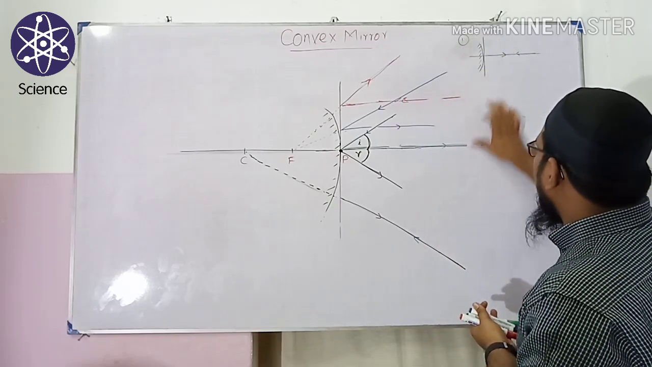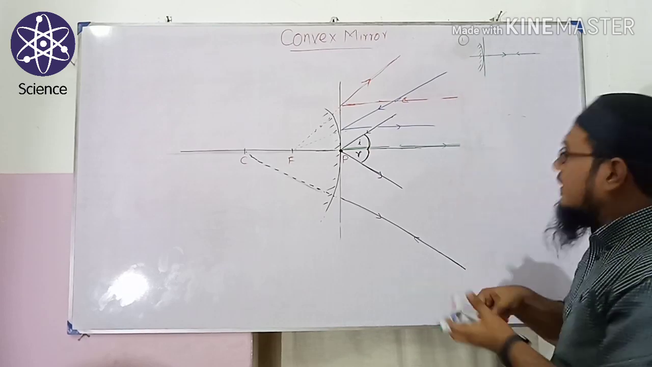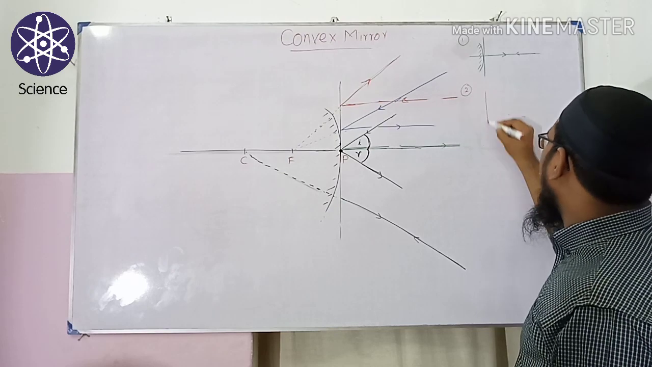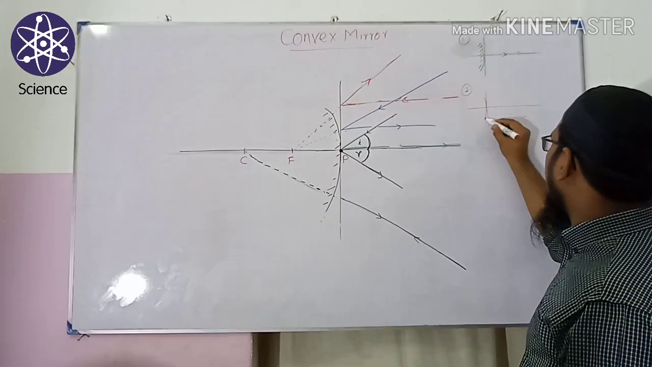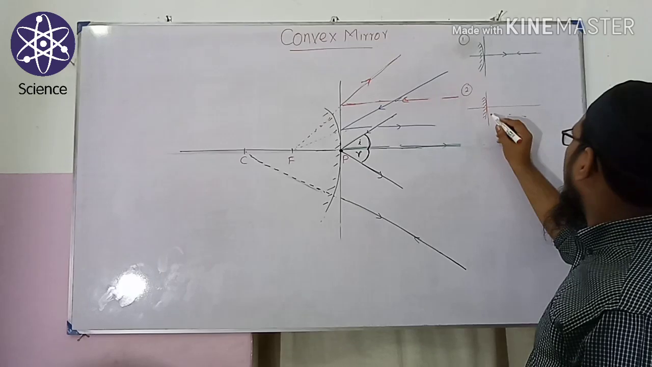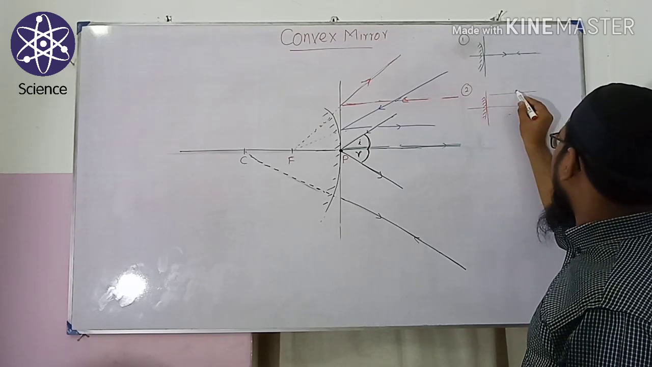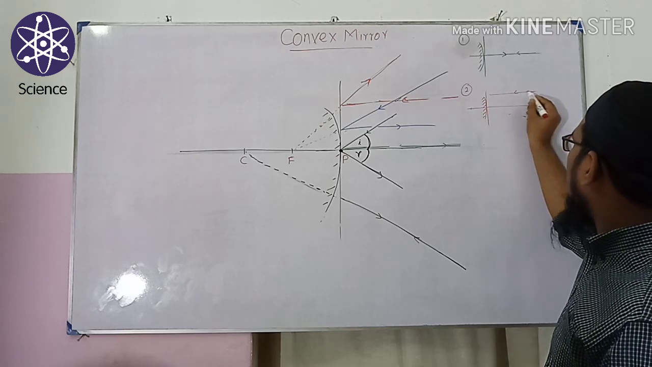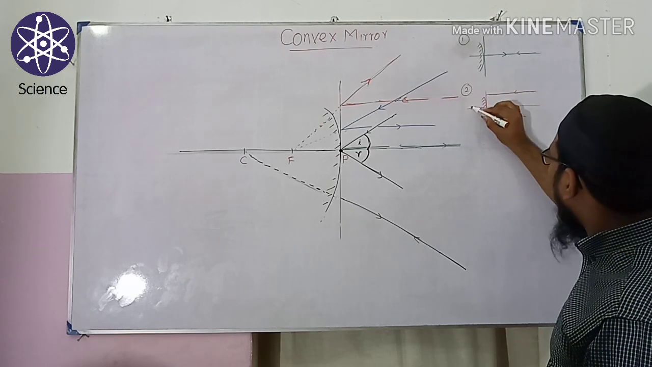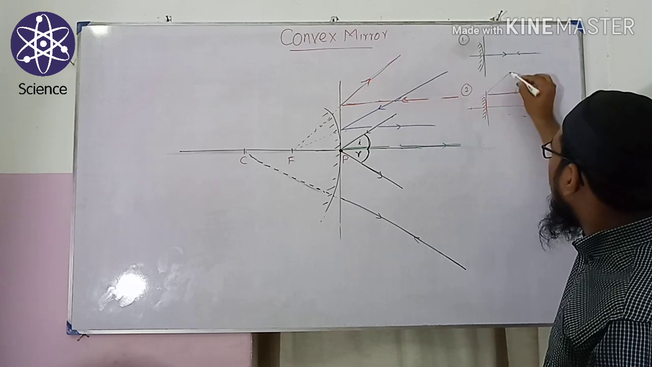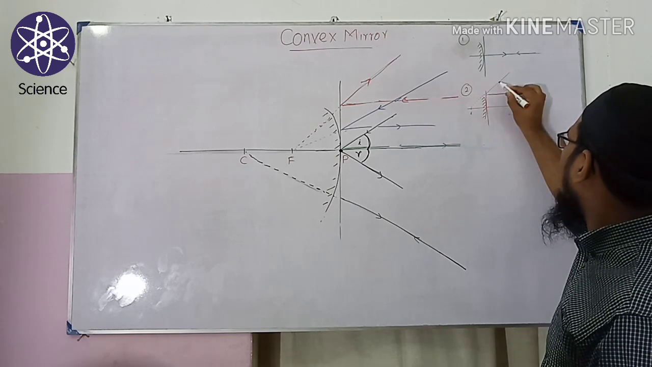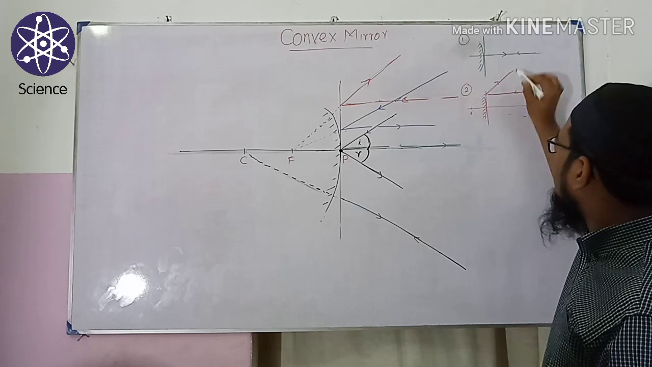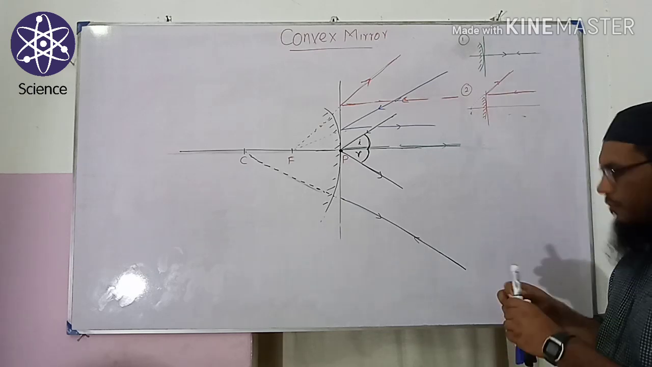Second theory. What does the second theory say? A ray traveling parallel to the principal axis gets diverged as if going from the focal point. Parallel to the principal axis, diverge as if going from the focal point.